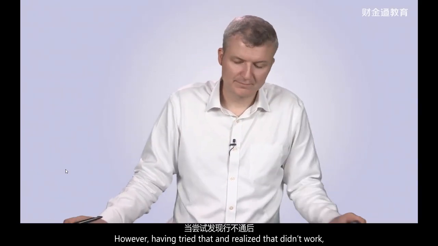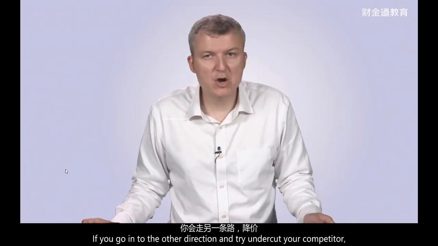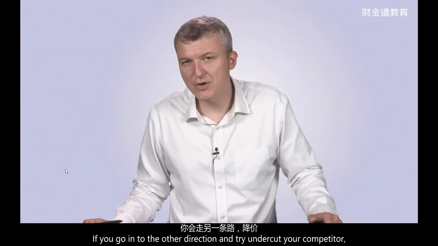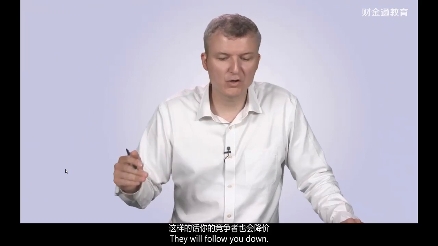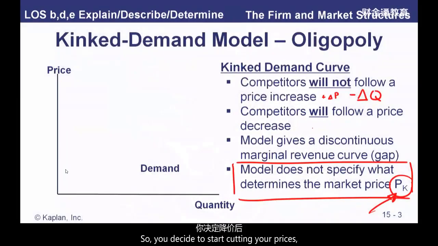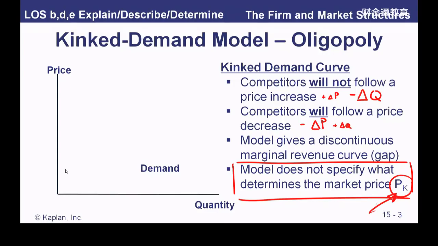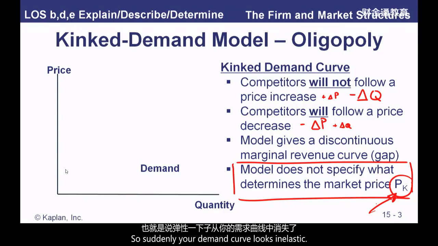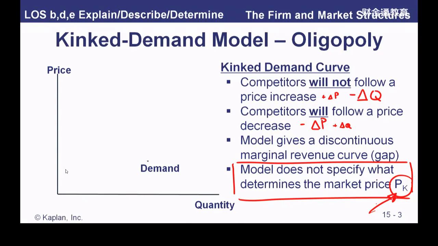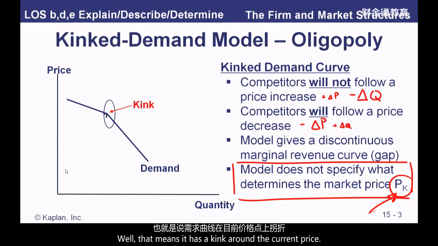However, having tried that and realized it didn't work, if you go in the other direction and try and undercut your competitor, they will follow you down. So you decide to start cutting your prices, but because everybody follows you, or in my example, your single competitor follows you, you actually don't pick up much market share. So suddenly your demand curve looks inelastic. What that means is it has a kink around the current price.